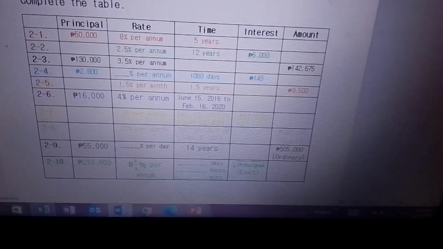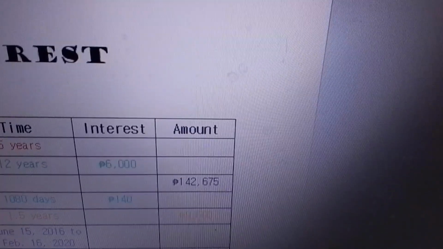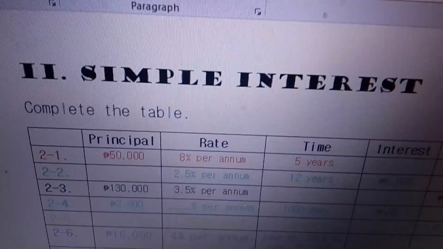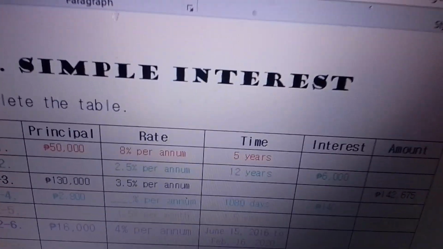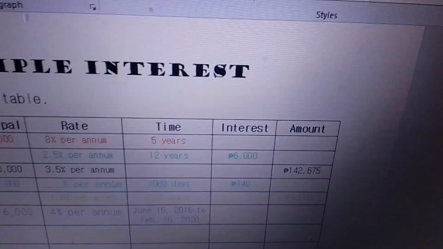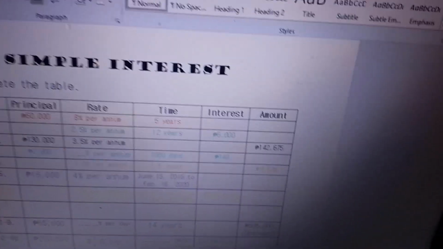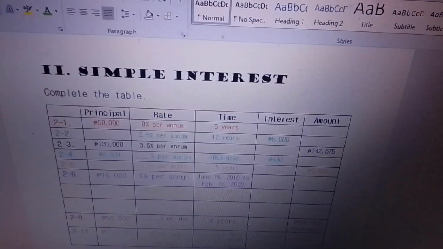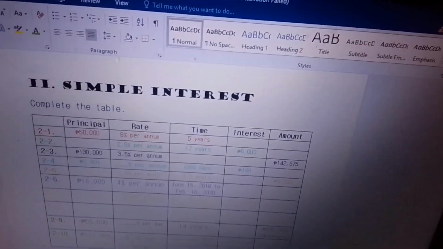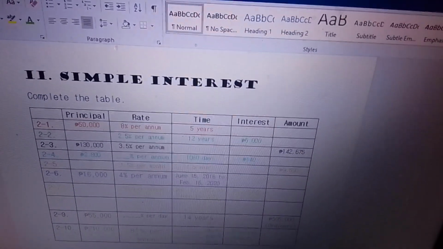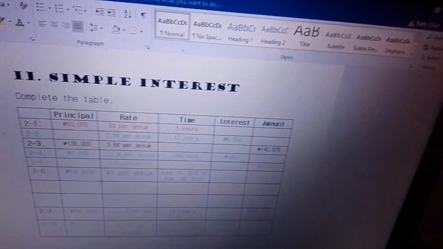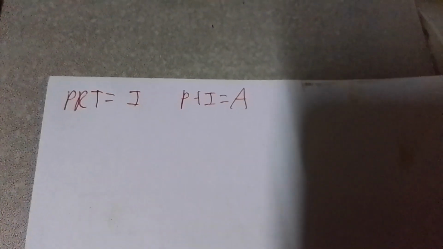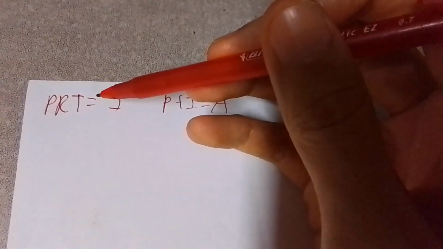Now for the first item, our goal is to solve for the interest and the amount. Our principal is 50,000 pesos, our rate is 8% per annum, and our time is 5 years. So how do we solve for the interest and amount? Remember, P times R times T gives you the I, and P plus I equals the amount A. Let me write that for you. This is our formula: P times R times T to give you the I, and P plus I equals A.